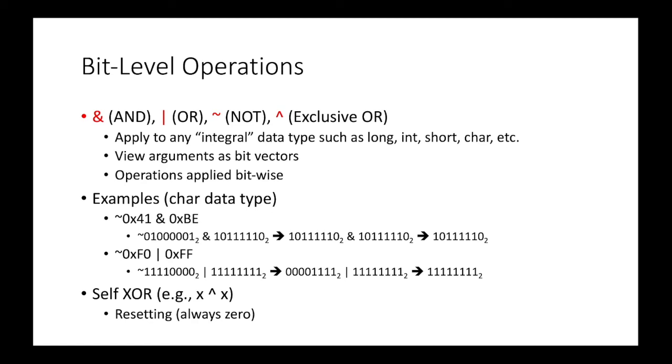Self exclusive OR always returns 0, which is widely used in assembly programs when we need to initialize a variable with 0.